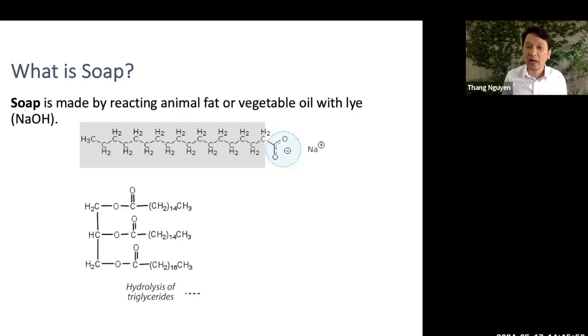This is called a triglyceride. Remember that it's basically three carbons in a row, and each of those carbons is connected with an ester. Remember what an ester is? An ester is a C=O double bond with an oxygen on one side also. So all of these carbons are connected to an ester. So that's why it's tri.